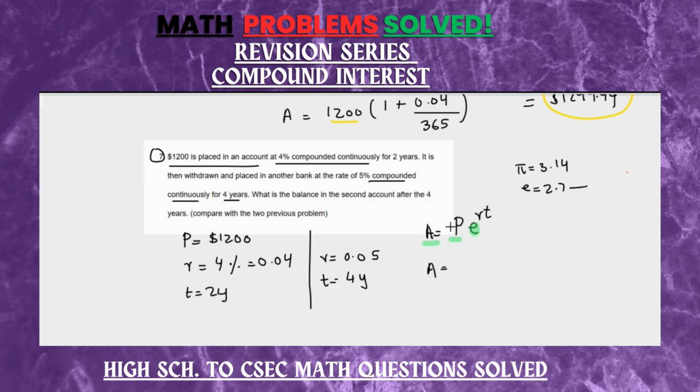A equals, what is P? P is the principal, that is 1200. Then e, what's the R? R is 0.04. And what is T? T is 2 years, right? So you can use a calculator here, and you will find an option to put e on your calculator. Otherwise, you can find its value from anywhere. It's 2.7 and something like that. So when I use my calculator, I got $1,299.94, right? So this is the amount for the first period.